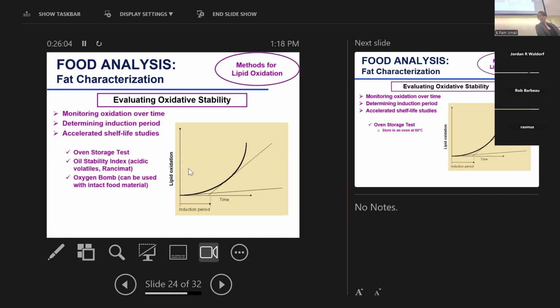Oh, did I skip a question that I had? I think I did. I just remembered. Peroxide value of 0, what does it mean? Fresh, not freshly refined, but just a fresh oil that no oxidation happened.